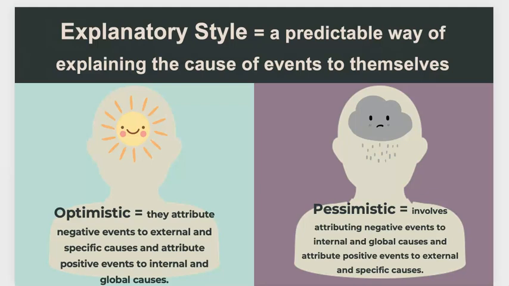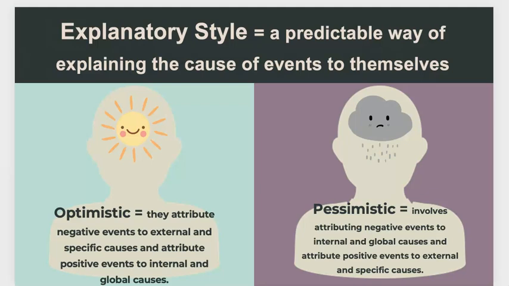When somebody has a global explanatory style, they tend to attribute negative events to causes they see as affecting many areas in their life. If something bad happens, a person with that global style might say, this always happens to me, or everything always goes wrong. If the person fails a test, they might think, I'm bad at everything. Which leads us to the pessimistic style. In contrast to our optimistic version, this involves attributing negative events to internal and global causes and attributing positive events to external and specific causes.